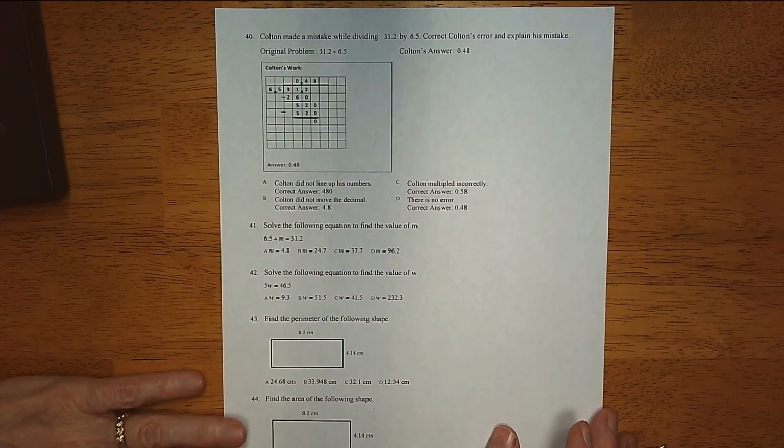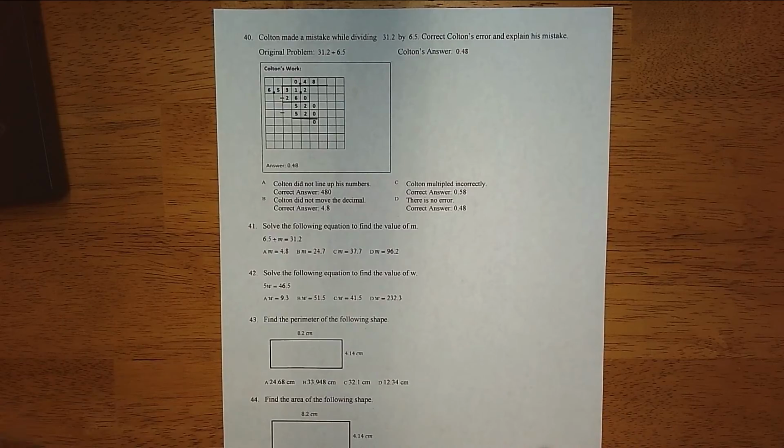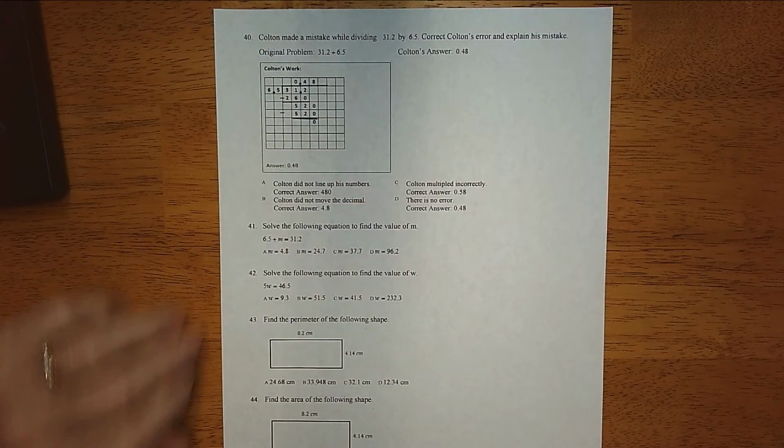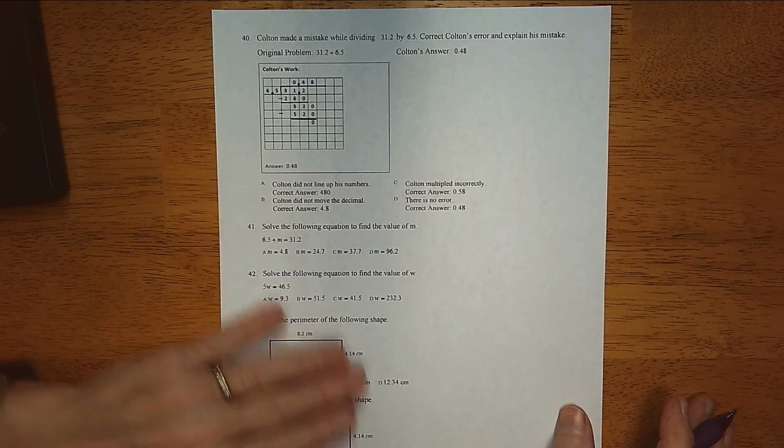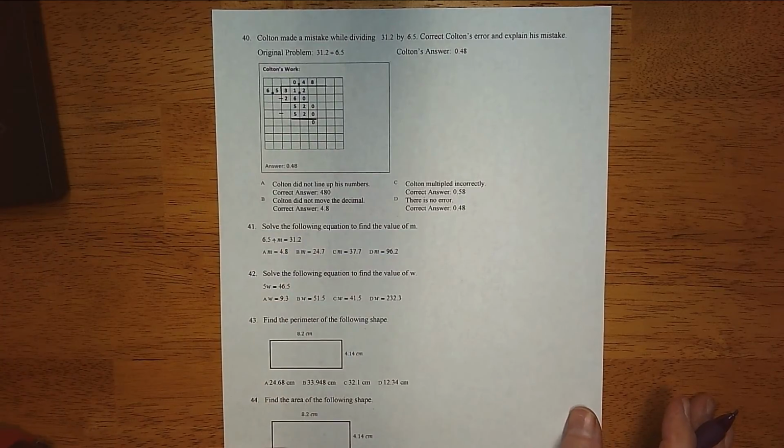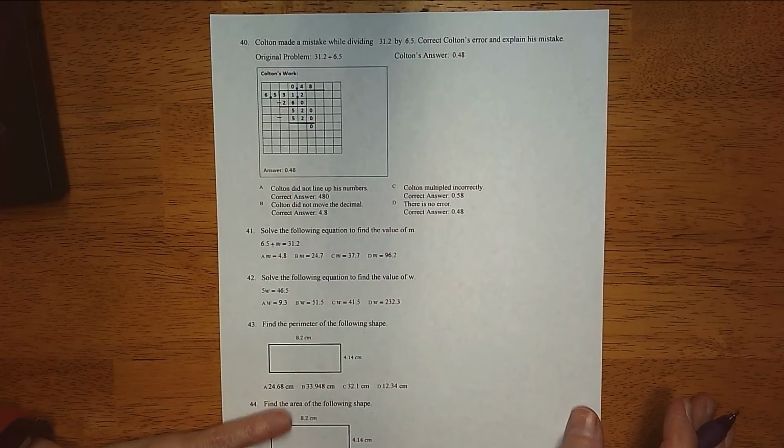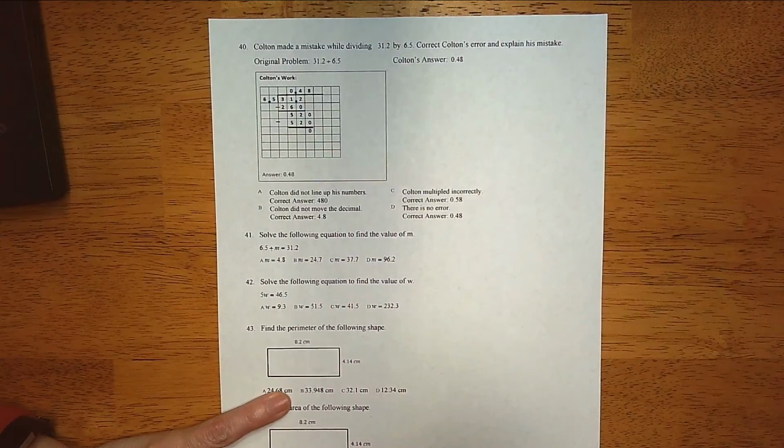Hi guys, we're on page 5 of our Math 6 semester exam study guide, and just a reminder, this is still a no calculator section. So we've got number 40, Colton made a mistake while dividing 31 and 2/10 by 6 and 5/10. Correct Colton's error and explain his mistake. So let's do the problem on our own first.